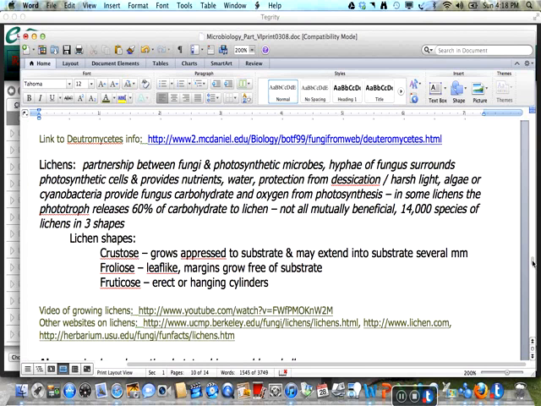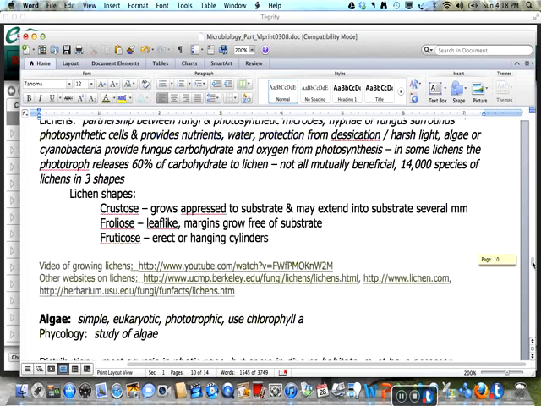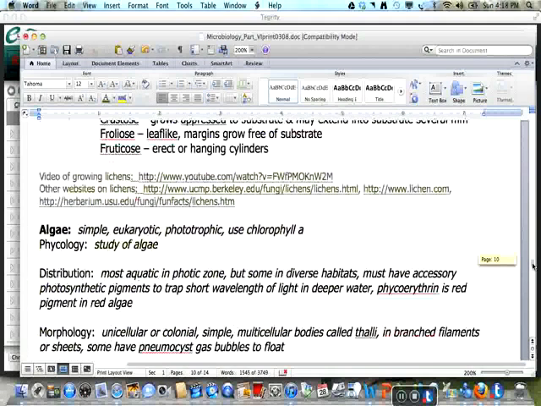If you run into lichens, you'll find that they're really hard to remove off of trees a lot of times, because they do extend down into the substrate of the tree. There's a couple of websites here. One of them shows the lichens growing in a video.